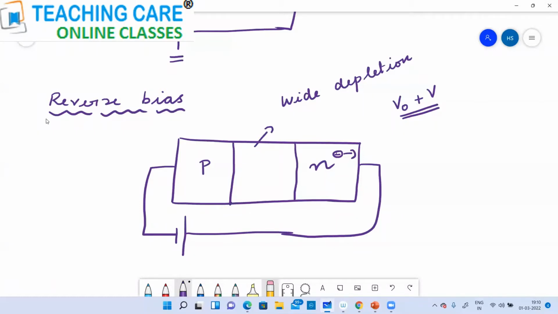The potential drop across the junction increases. The diffusion of holes and electrons automatically decreases. So the depletion region is thick. The junction diode offers a high resistance. When you draw, you have to draw a bigger one.